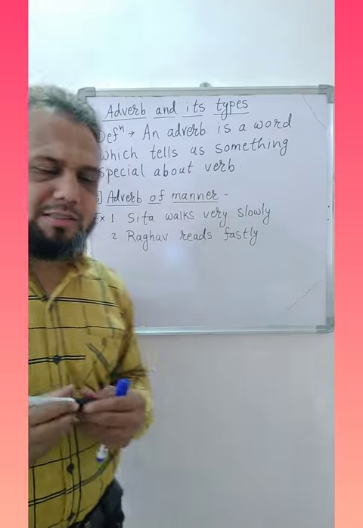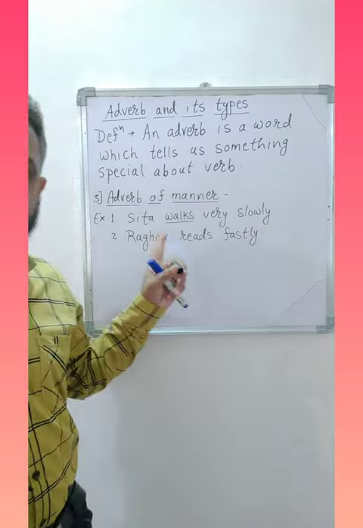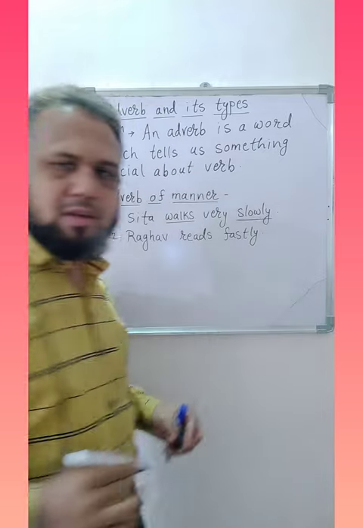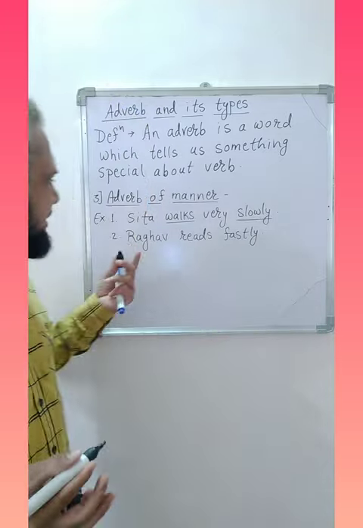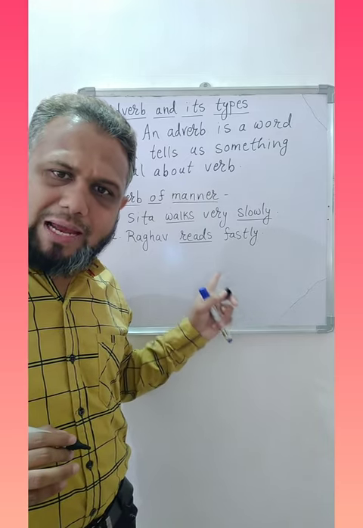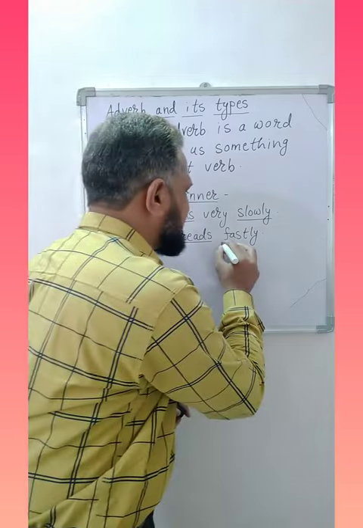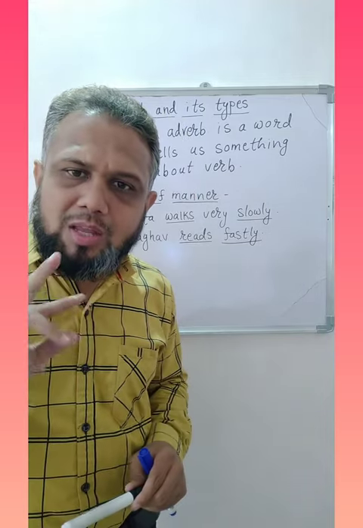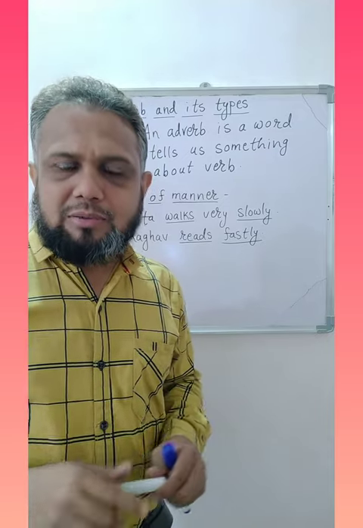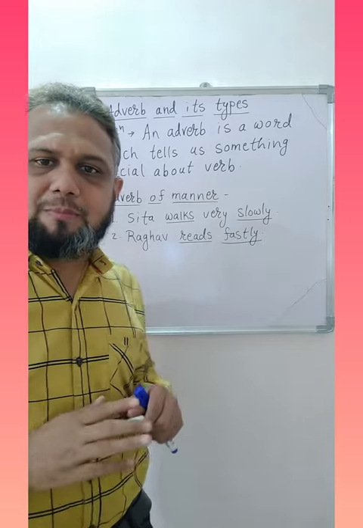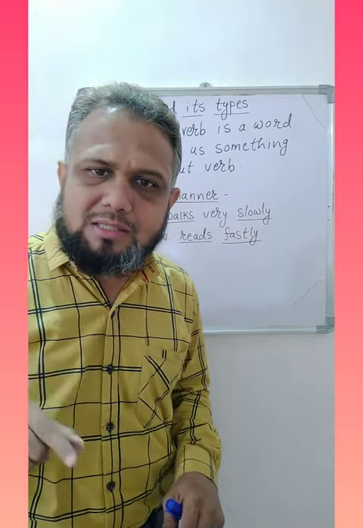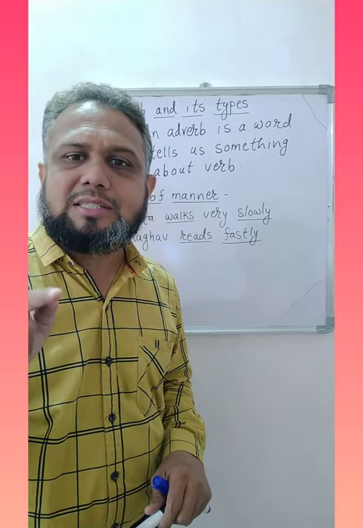Now, in the first sentence, the verb is walks, and the action of walking is happening very slowly. How? Very slowly. In the second sentence, Raghav reads fastly. Here, reads is verb, action. And how is the action happening? Fastly. Now, in slowly and fastly, both the words end with ly. Therefore, we can say it is LY form of adverb. But the proper name of this adverb is adverb of manner because it tells us about the manner in which the action takes place.